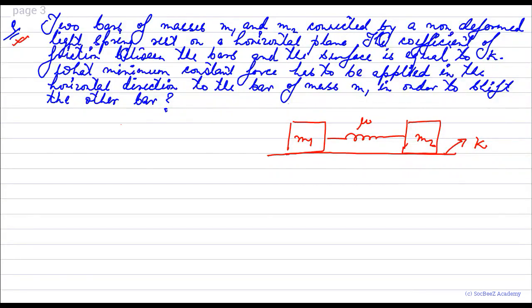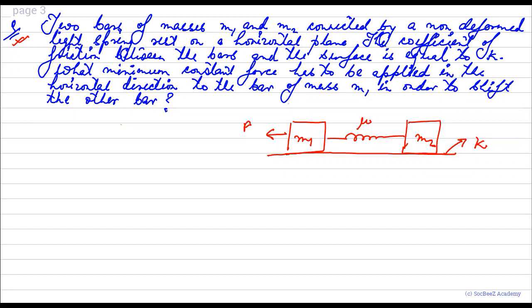Two bars of masses m1 and m2 connected by a non-deformed light spring rest on a horizontal surface. The coefficient of friction between the bars and the surface is equal to k. What minimum constant force has to be applied in the horizontal direction to the bar of mass m1 in order to shift the other bar? Fine. So basically, I need to find out the minimum value of force F which needs to be applied on bar of mass m1 such that bar of mass m2 just begins to move.